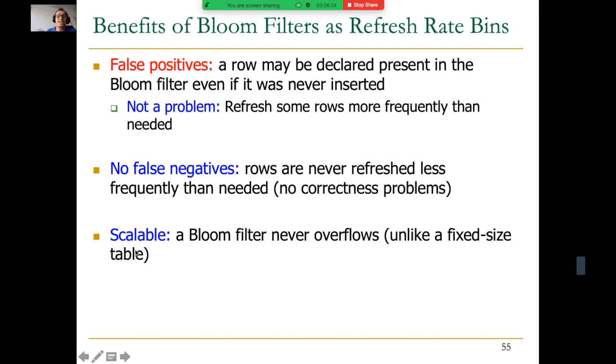We have not fully discussed yet. A Bloom filter never overflows. In the worst case, all of the bits become 1, which means that you refresh everything at the rate that's dictated by that bin. That doesn't sound good, but you don't have a correctness problem and you don't have overflow problems.